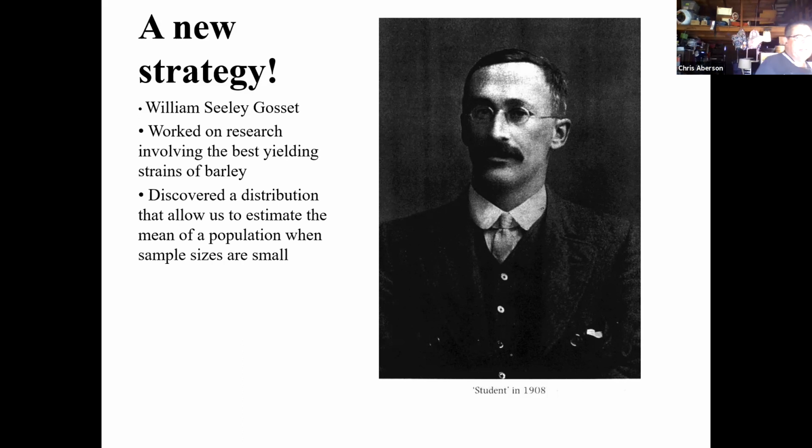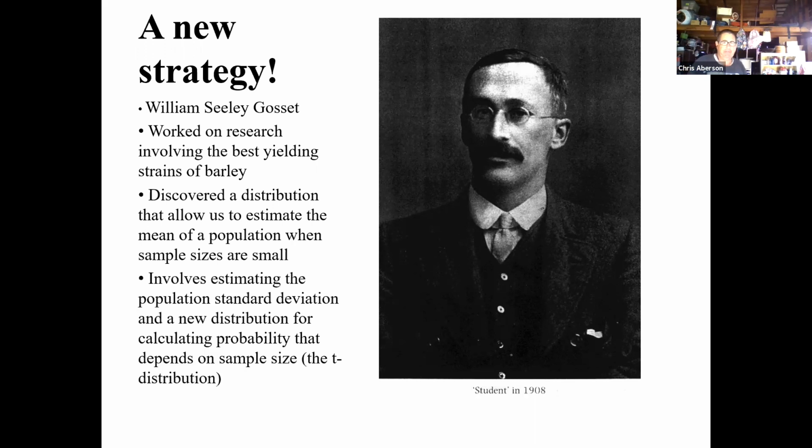He discovered a distribution that will allow us to estimate the mean of the population even when sample sizes are small. That kind of cracked the code on what to do about this population standard deviation problem. This involves a new series of distributions that are based on the normal distribution, but are a little bit more spread out to take into account the uncertainty that we have as samples are smaller. And that's where we got the t-test. The t-test essentially replaces the z-test when sample sizes are small, or practically, you'll never be using the z-test. You'll always be using t.